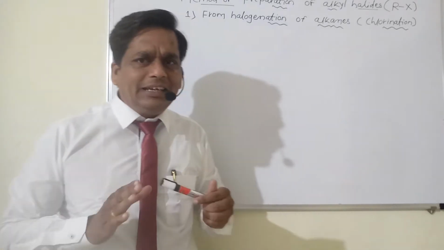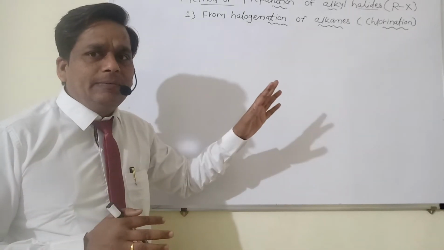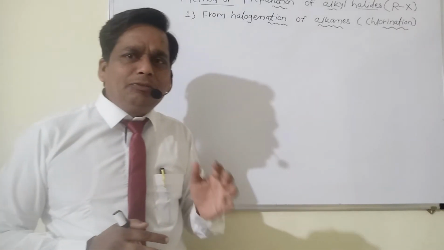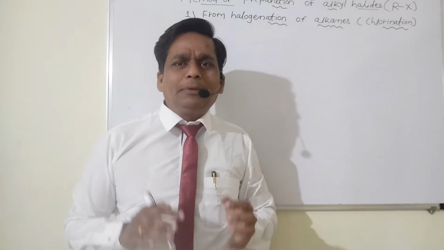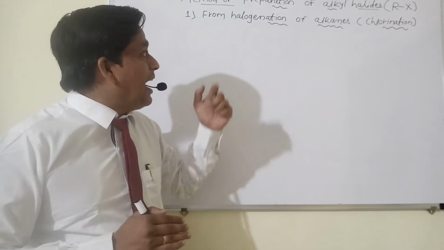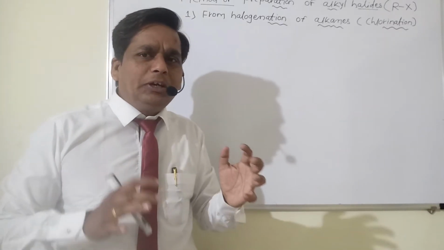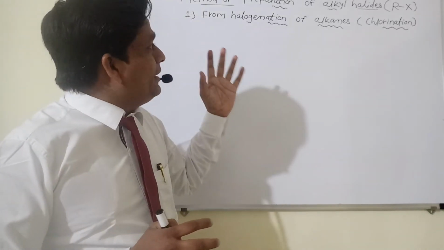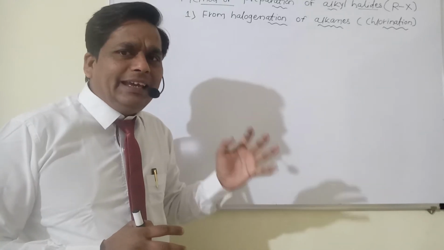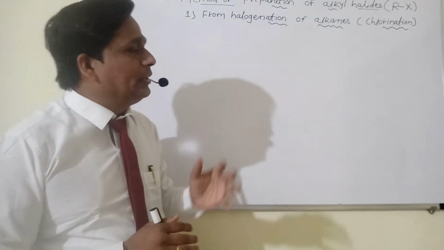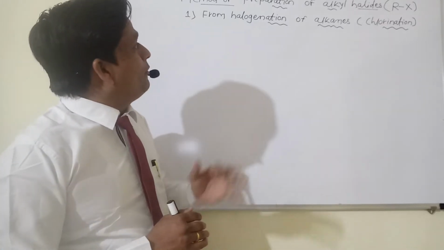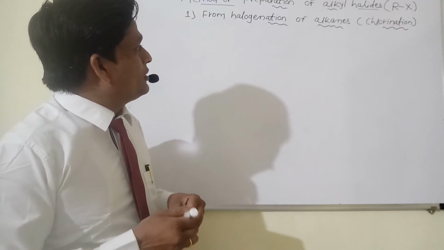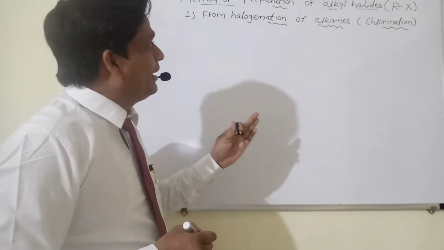First of all we see what is meant by halogenation. Halogenation means the process in which a hydrogen atom is replaced by a halogen group. You know the halogens: chlorine, bromine, iodine and fluorine. These are some halogen atoms. So from any alkane, a hydrogen atom is substituted by the halogen group. Then there will be the formation of a halogenation reaction. Here we see how halogenation will be carried out in the presence of alkane.